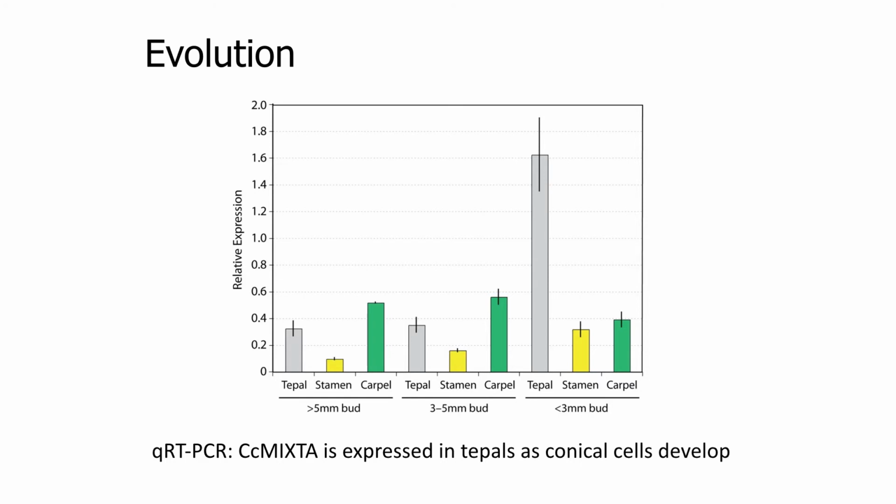And we had a look at how its conical cells are produced. Now, luckily for us, the Cabomba genome only has a single copy of that MIXTA gene in it. And when we use qPCR to have a look at its expression, it's expressed in those petal organs very early in development, just before the conical cells start to form. So that's the perfect timing that we would expect if it was involved in making those conical cells.